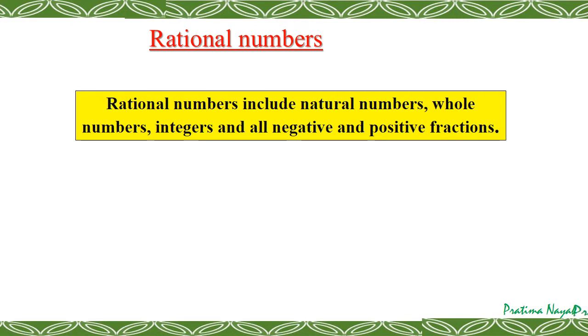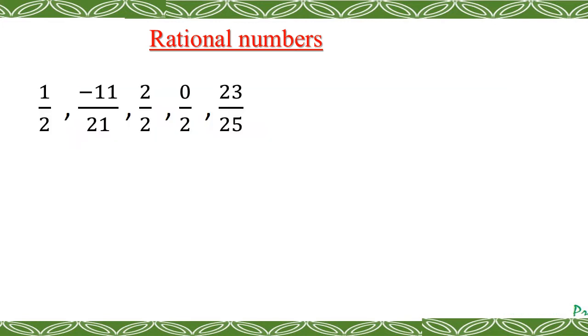So what is the definition of a rational number? Rational numbers include natural numbers, whole numbers, integers, and all negative and positive fractions. See this example: 1 by 2 is a rational number. Minus 11 by 21 is also a rational number. Now I have written 2 by 2, which is equal to 1. That means 1 is a natural number, a whole number, an integer, and also a rational number. But 1 by 2, half, cannot be a whole number, a natural number, or an integer. So an integer can be a rational number, but a rational number cannot always be an integer.